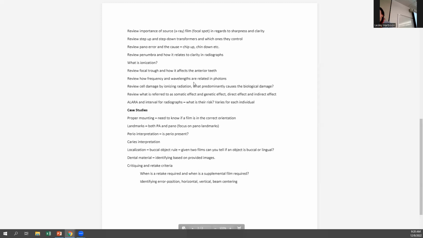So when it says here "predominantly causes," that's probably not great verbiage. It's really talking about frequency, what happens more often. ALARA is as low as reasonably achievable. And that is talking about the intervals. So remember, it all has to do with your patient's risk.